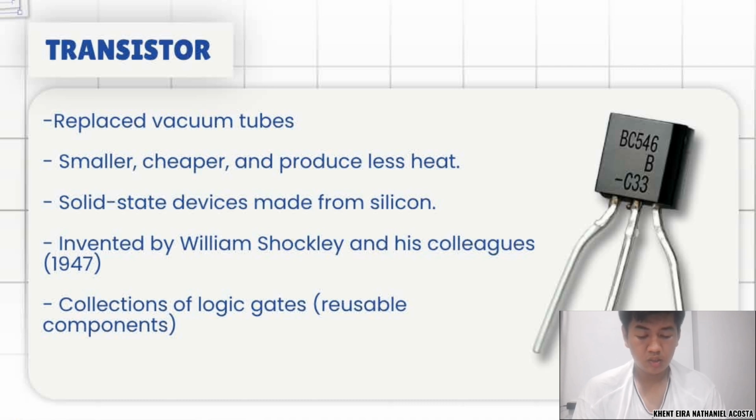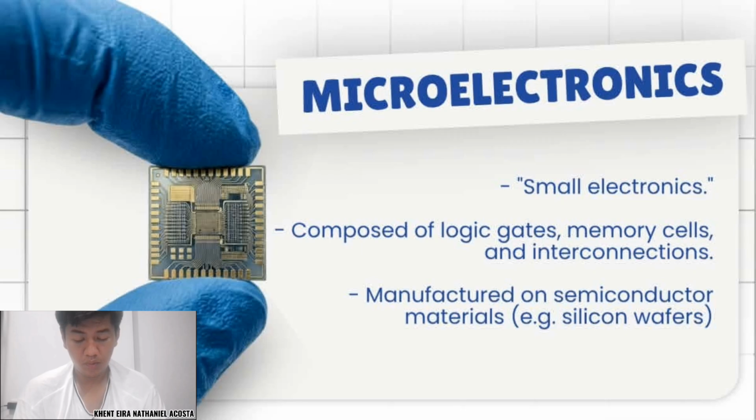Digital circuits are built from a collection of logic gates, which function as reusable components, and that is the transistors, the first one in the digital components. Now we move on to the second component, which is the microelectronics.